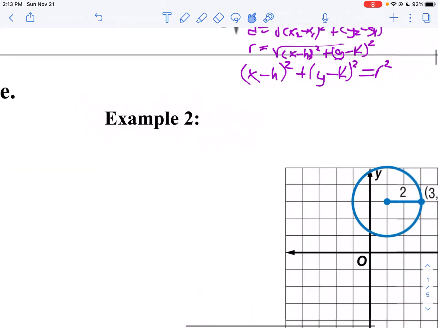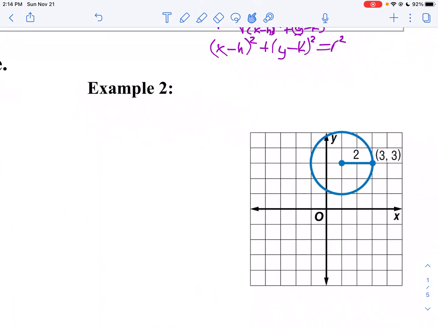Let's take a look at example 2 from our table. So notice right here, I know my radius is 2. So r equals 2. And they gave me a point on the circle, but they didn't tell me the center. But I can definitely see my center is at (1, 3), isn't it? Because you're over 1 and you're up 3.